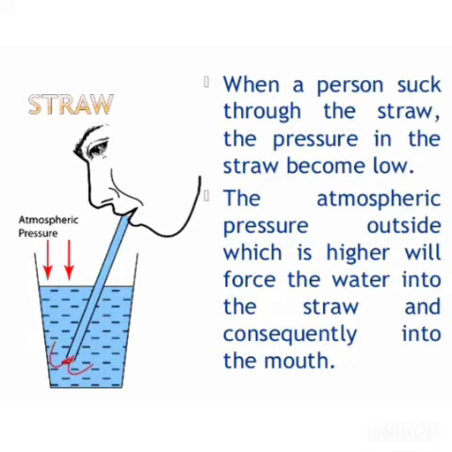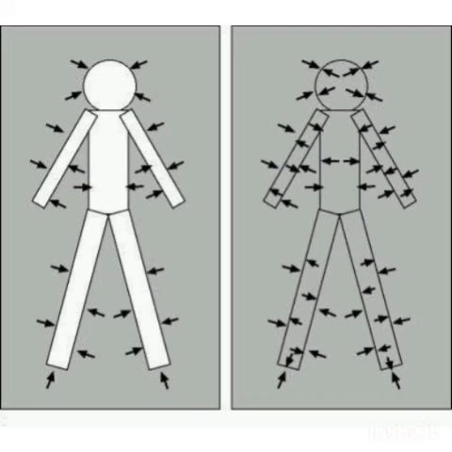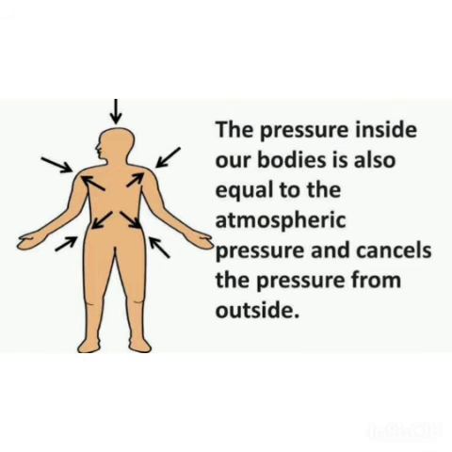Similarly, people with high blood pressure feel uncomfortable because of an imbalance between the body fluid pressure and atmospheric pressure. Every square centimeter of our body experiences a force equivalent to a mass of 100 kg due to the atmospheric pressure. If the total pressure on the whole body is calculated, it will be large enough to grind us to a paste. But an opposite pressure due to the flow of blood and other fluids in our body neutralizes this effect and keeps us feeling comfortable.